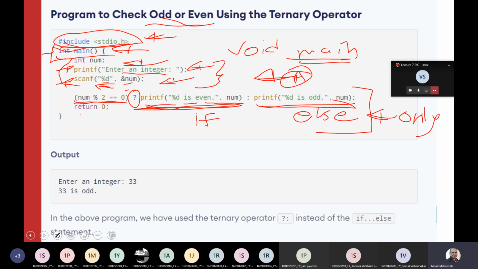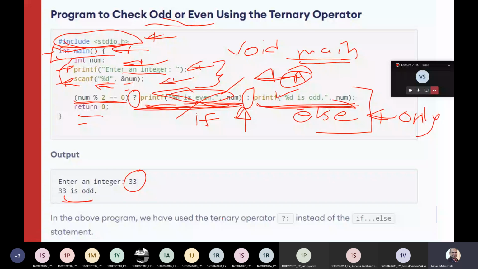And then you return 0. So if this statement is true, then this particular output is executed. If the statement is false, then after the colon, whatever is there, that part will get executed and this part will not. So output: enter an integer, the user entered 33 and it showed 33 is odd. In the above program, we have used something called a ternary operator. So this combination is called a ternary operator instead of if else.